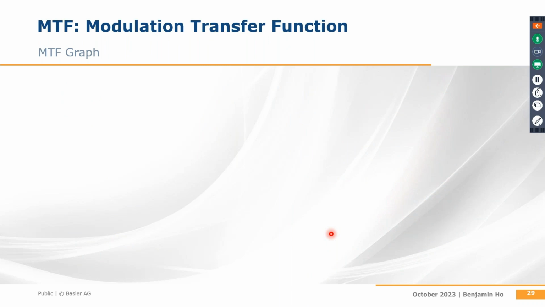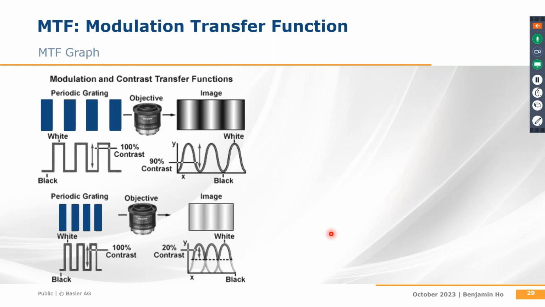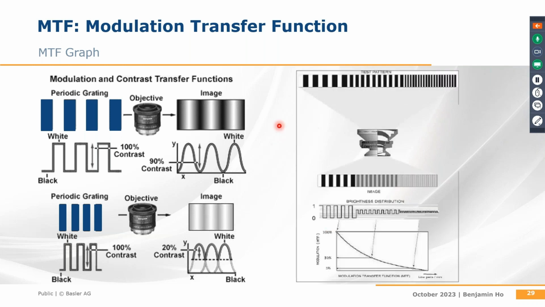The MTF graph is a continuous measure of the contrast reducing by narrowing the spacing of the black and white stripe pattern. As the stripe spacing decreases, the contrast of the image passed through the image lens decreases. Therefore, you can obtain the graph like the one on the right. The x-axis of the graph represents LP per mm, which stands for line pair per millimeter.